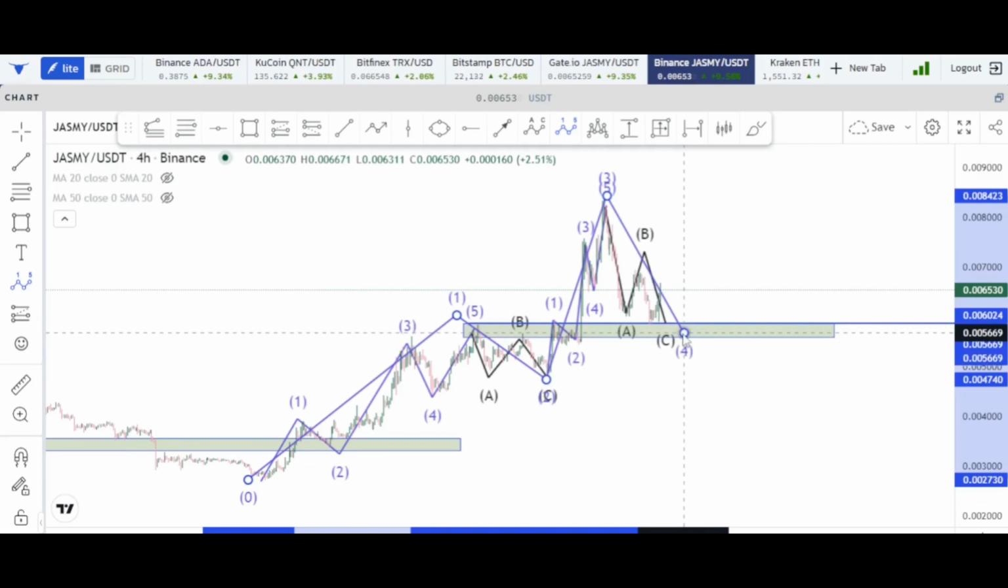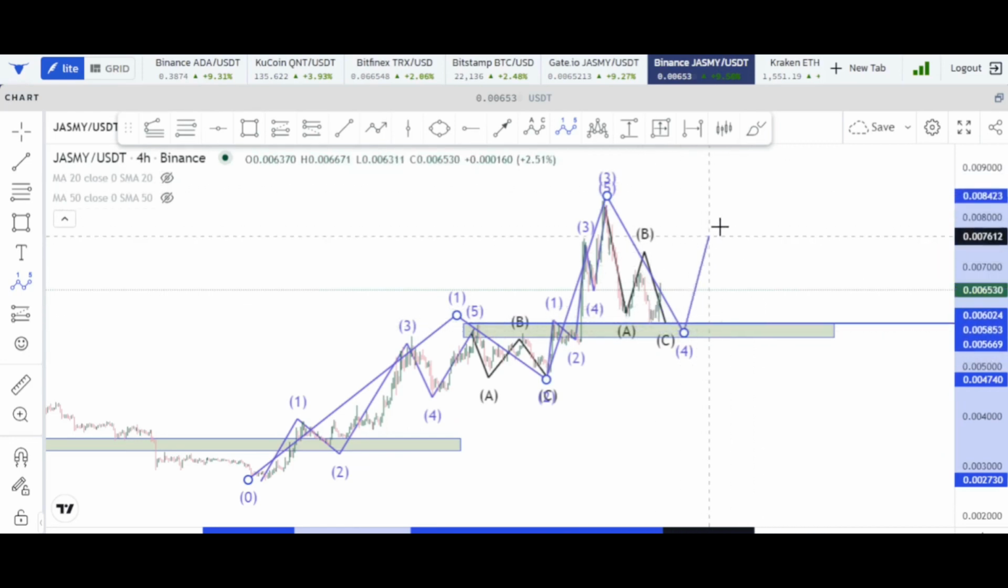If you remember from the last 2 or 3 updates, we were looking at these levels of support right here. We were saying that $0.00557, going as low as something like $0.0054 for the Jasmy price, we would have a bounce right here, and we actually had that bounce.